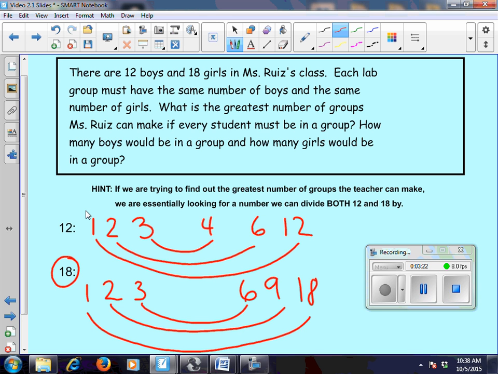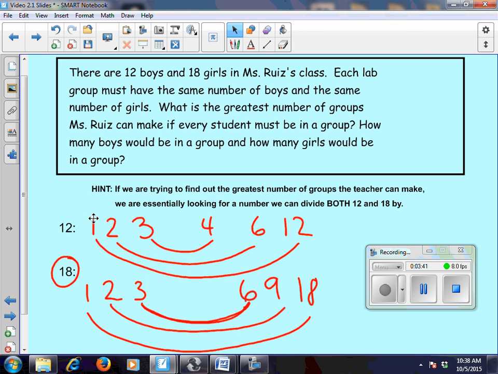Can 4 go into 18? Nope. 4 times 4 is 16. 4 times 5 is 20. So no. 5 can't go into 18 because it doesn't end in a 0 or a 5. And 6, we've already established that 6 is a factor. So once we start repeating, we know we're done.